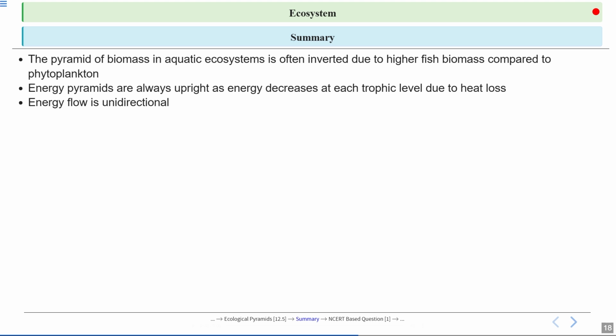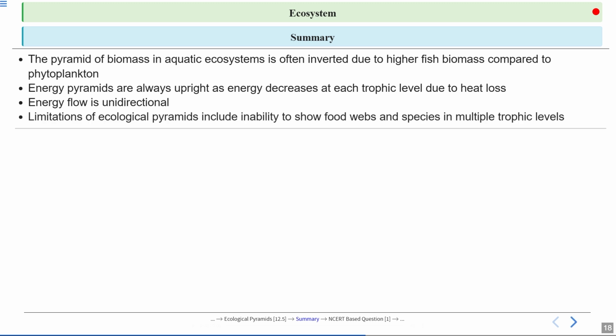We also talked about the unidirectional flow of energy. Energy moves in only one direction, from the sun to the producers and then from producers to the consumers. We have also discussed the limitations of the ecological pyramid. These pyramids cannot show the complexity of the food webs.